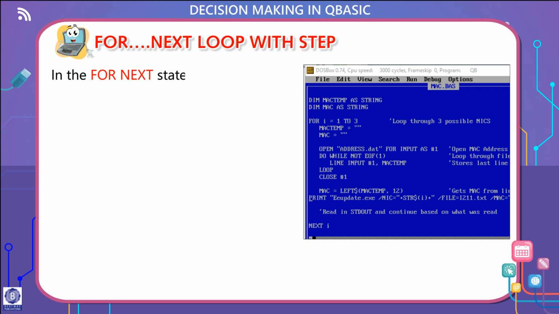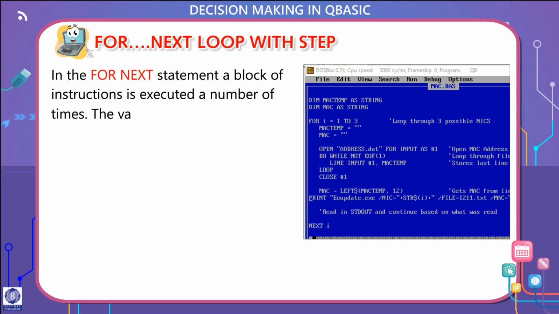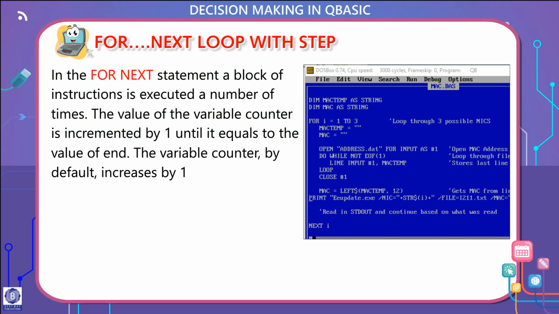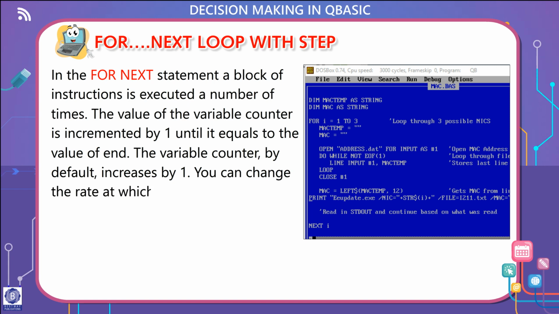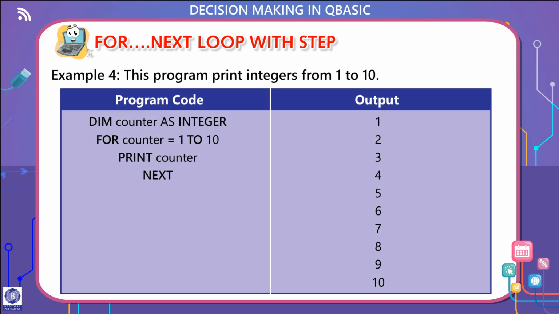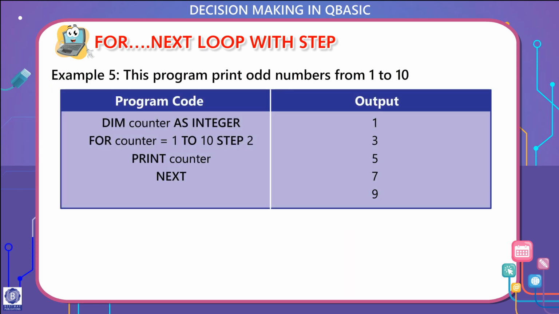In the for-next statement, a block of instructions is executed a number of times. The value of the variable counter is incremented by 1 until it equals the value of end. The variable counter by default increases by 1. You can change the rate at which the variable counter increments after each revolution by using the step parameter. Example 4. This program prints integers from 1 to 10. Example 5. This program prints odd numbers from 1 to 10.